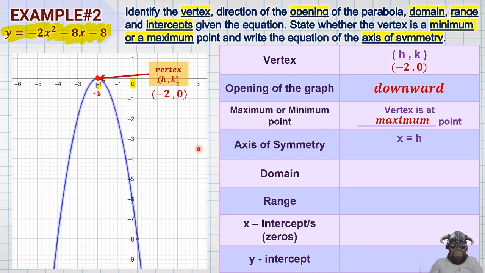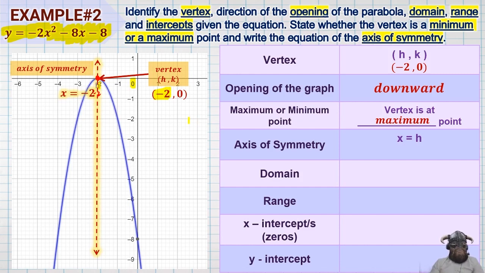Next, axis of symmetry. The formula is just copy x is equal, then get the value of h. In this case, the vertex will be having an x value that is negative 2. So, yun yung h natin. So, ito yung axis of symmetry natin. Therefore, we define this line as x is equal to negative 2.